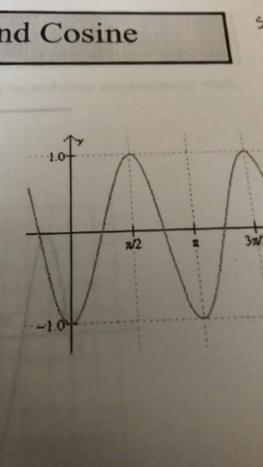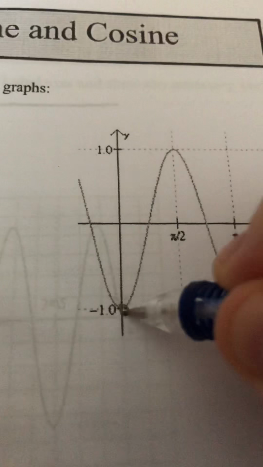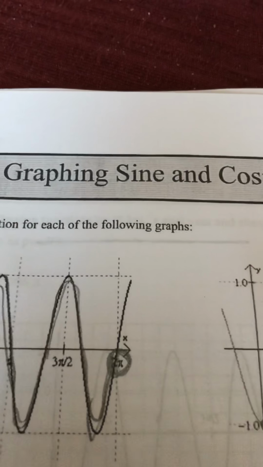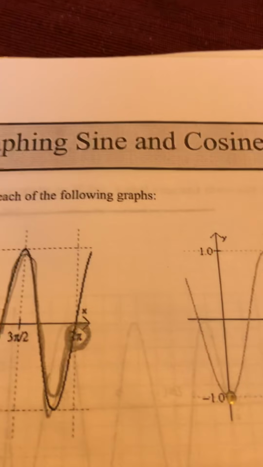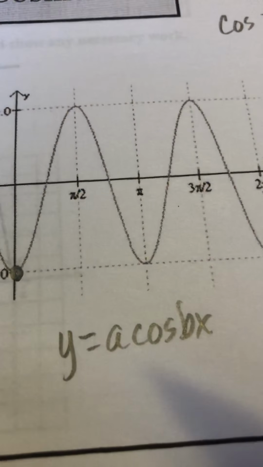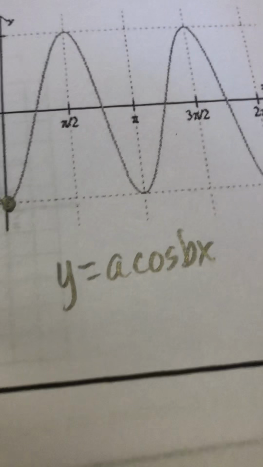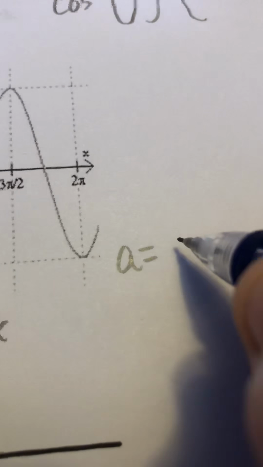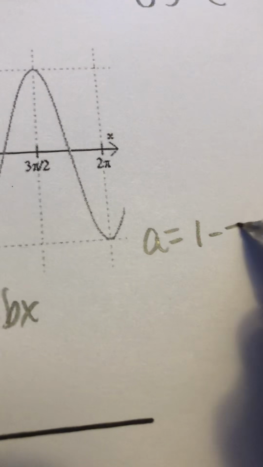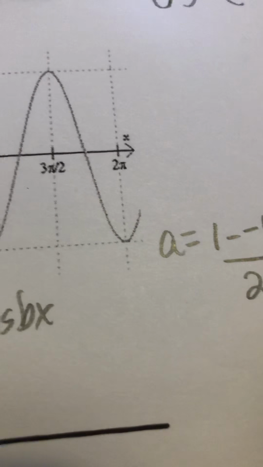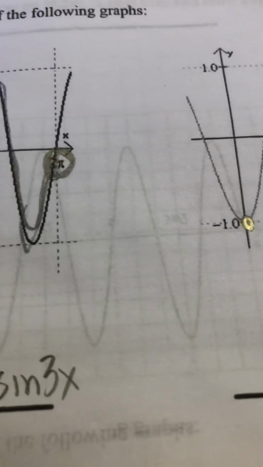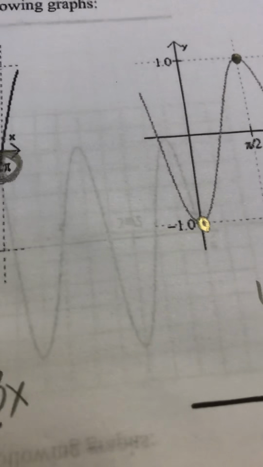This next one, go to a y-intercept. The y-intercept is at a minimum point. Okay, that means this is a cosine graph. Okay, so now we have to figure out what A is. So we need our max and our min. And again, max is 1, min is negative 1. So we're getting another 2 over 2, which is 1. So now we have y equals 1 cosine. And now we have to figure out what B is.